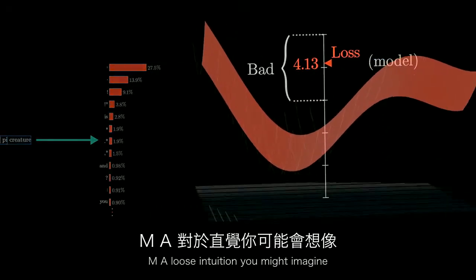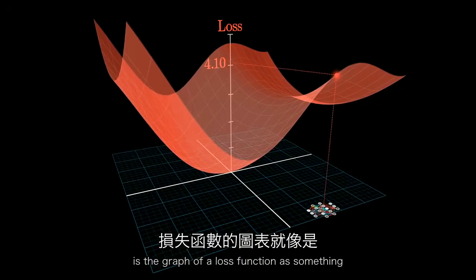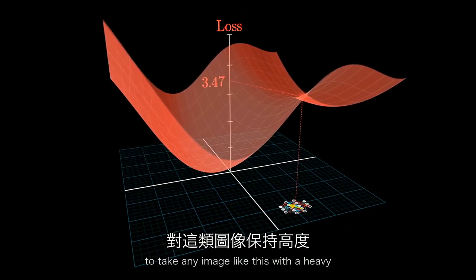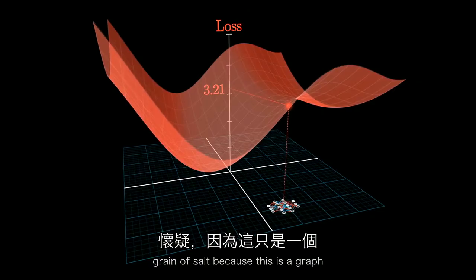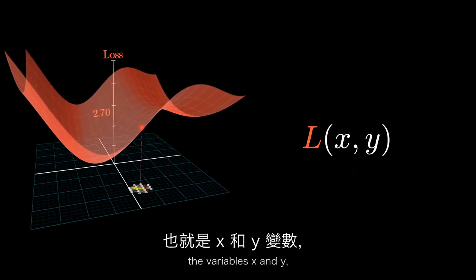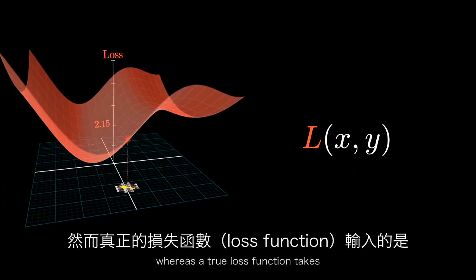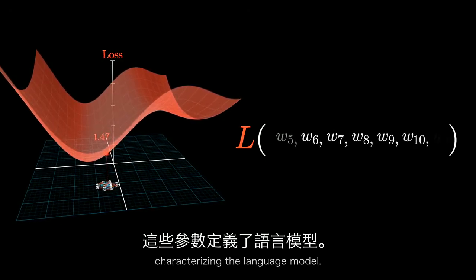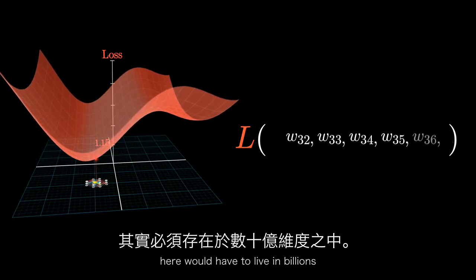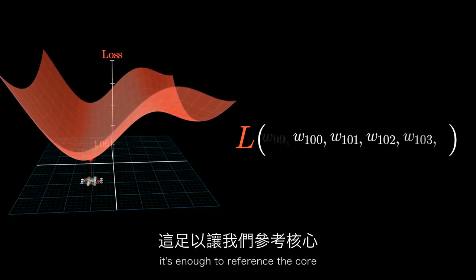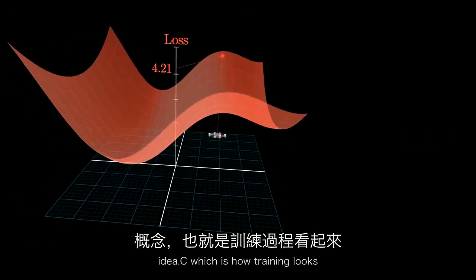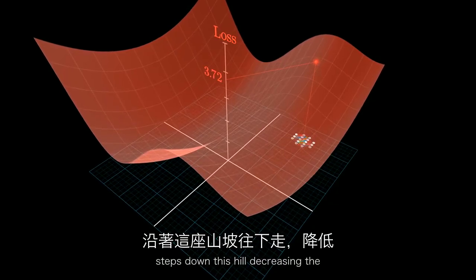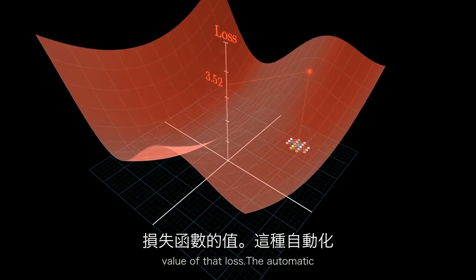A loose intuition you might imagine is the graph of a loss function as something like this, some surface where you're hunting for the minimum. But you have to take any image like this with a heavy grain of salt, because this is a graph of a function with two inputs, the variables x and y, whereas a true loss function takes as its input the many billions of parameters characterizing the language model. So the real image we want to look at here would have to live in billions of dimensions. Still, it's enough to reference the core idea, which is how training looks like tweaking and tuning these models in a somewhat automatic way to take steps down this hill, decreasing the value of that loss.